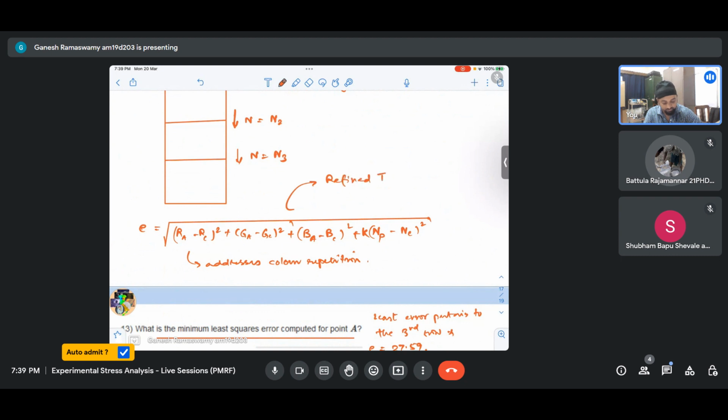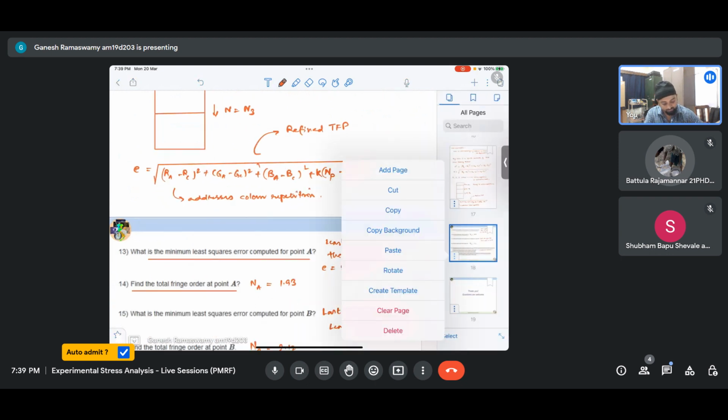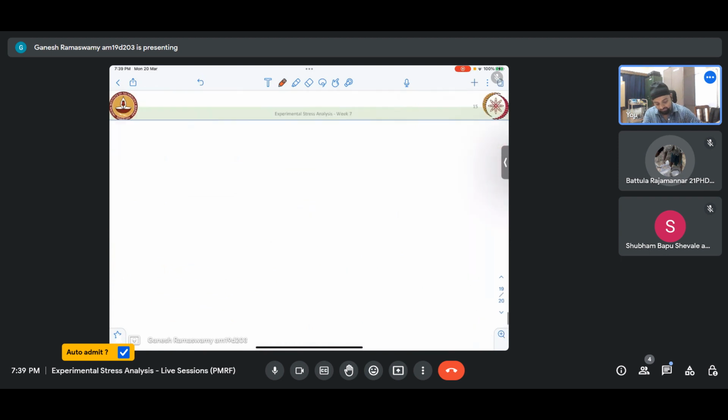So the procedure for conducting TFP is, first you do color difference, error based on color difference, and get first level estimates of n throughout the domain.